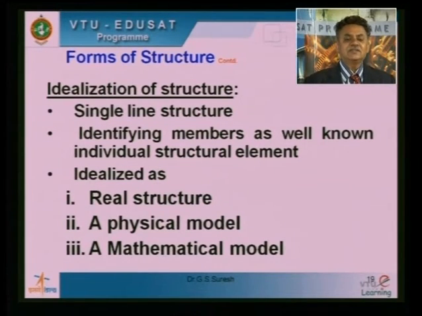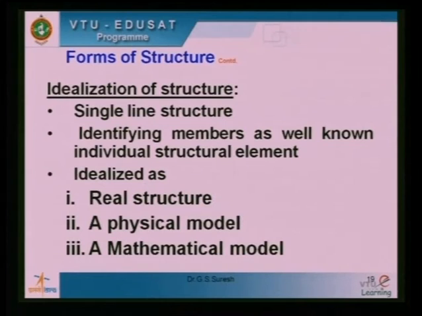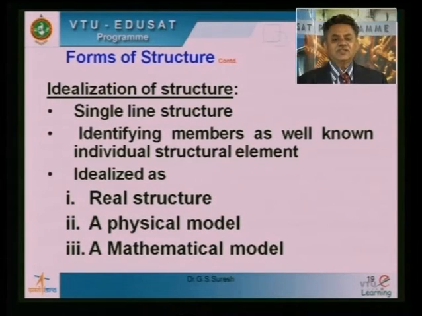Similarly, we can idealize the structure as a two-dimensional structure. If you remember in the moment distribution method, we had used a frame. That frame is written as a portal frame. That portal frame is a two-dimensional frame, and this is known as the two-dimensional idealization. Similarly, a frame idealized in three dimensions is called a space frame or a space structure.